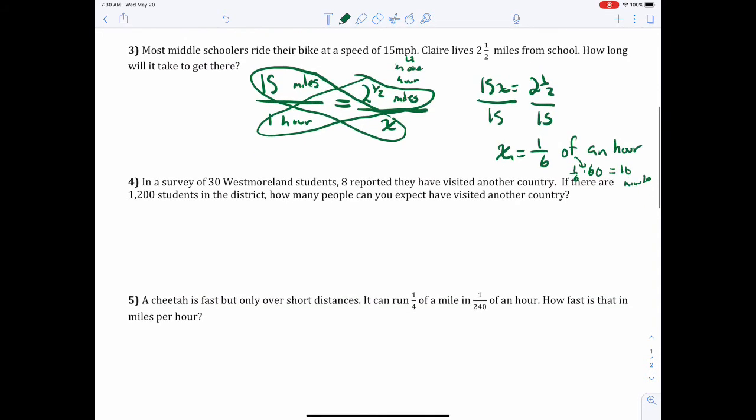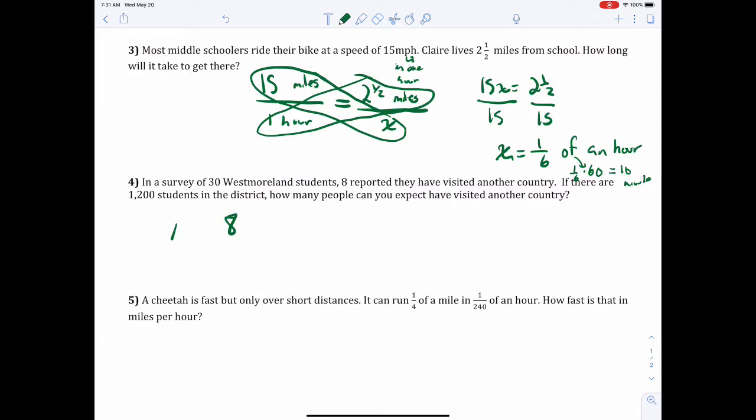In a survey of 30 Westmoreland students, 8 reported they have visited another country. If there are 1,200 students in the district, how many people can you expect have visited another country? Well, we're not going to ask everyone in our survey. We are going to ask 30, and we're going to get a feel for it, and then we're going to take that ratio and bump it up to 1,200.